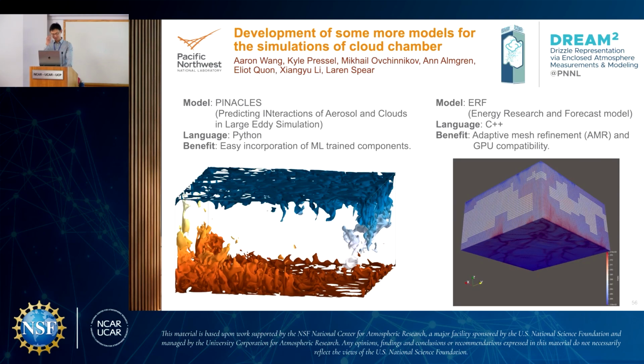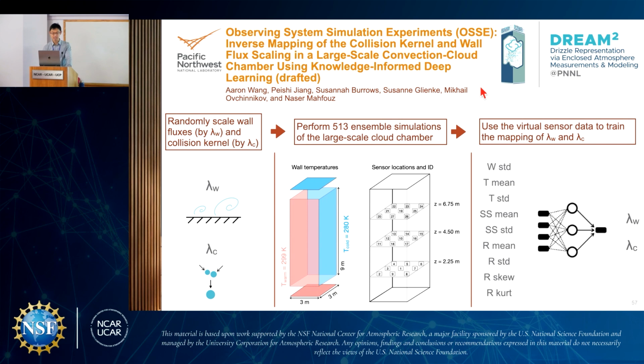So here is a brief introduction of what we are doing at PNNL, the follow-up work funded by PNNL. We are developing different models for simulating the cloud chamber. This one is Pinnacles, which is written in Python. The benefit is that we can easily incorporate machine learning trained components. And this one is Earth, which has adaptive mesh refinement and GPU compatibility. And this one is the Observing System Simulation Experiment, OSSE.